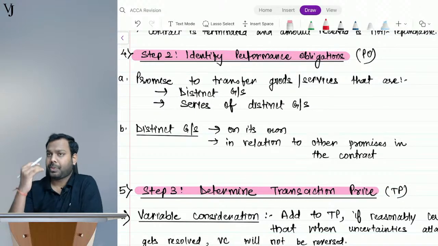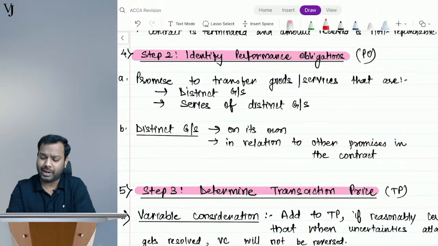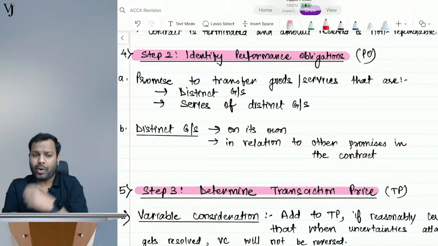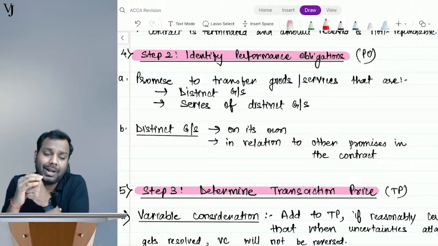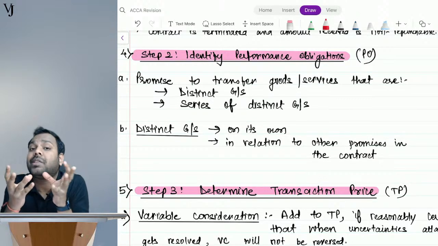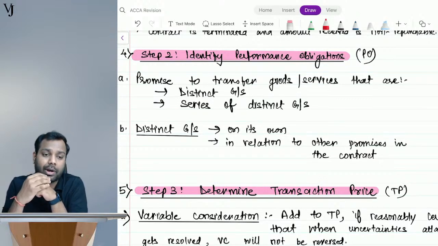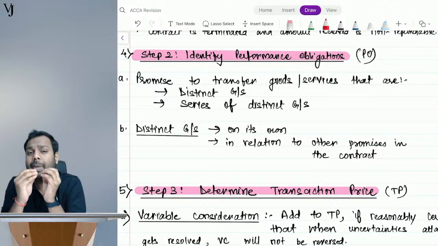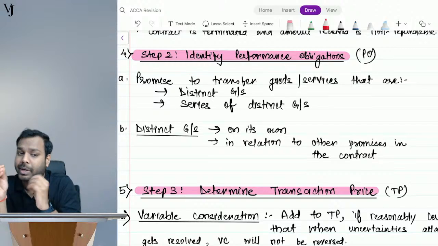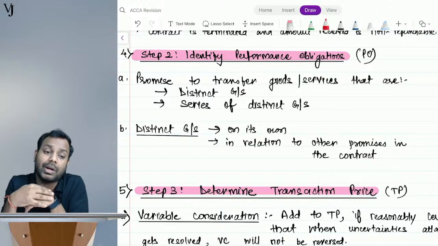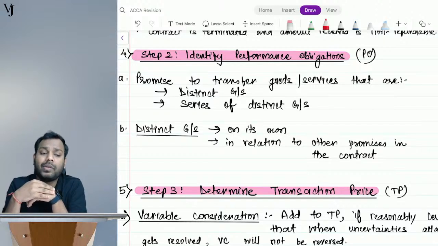Now, what are my performance obligations? First, to identify the performance obligations in my contract, identify the promises made in the contract. What are the promises made by the entity to the customer? These are called performance obligations.